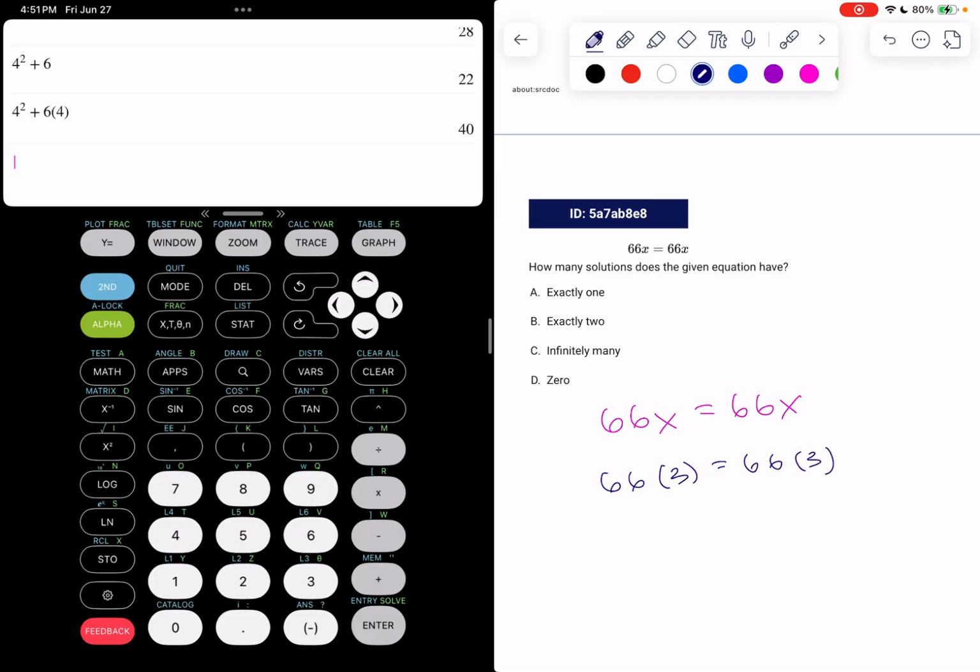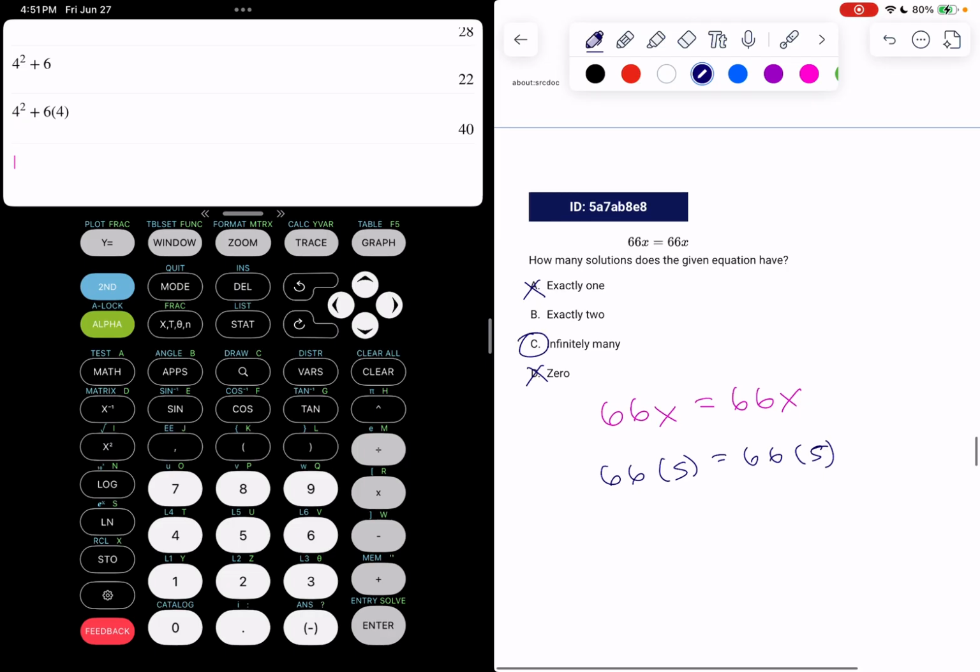So I'm going to get rid of exactly 1 and 0 because I at least found 2 things that work. If I can find even 1 more, it's not going to be exactly 2. So the answer would be infinitely many. What if I had to put a little 5 in here? Well, yeah, the same thing, so I think our answer is going to be infinitely many solutions.